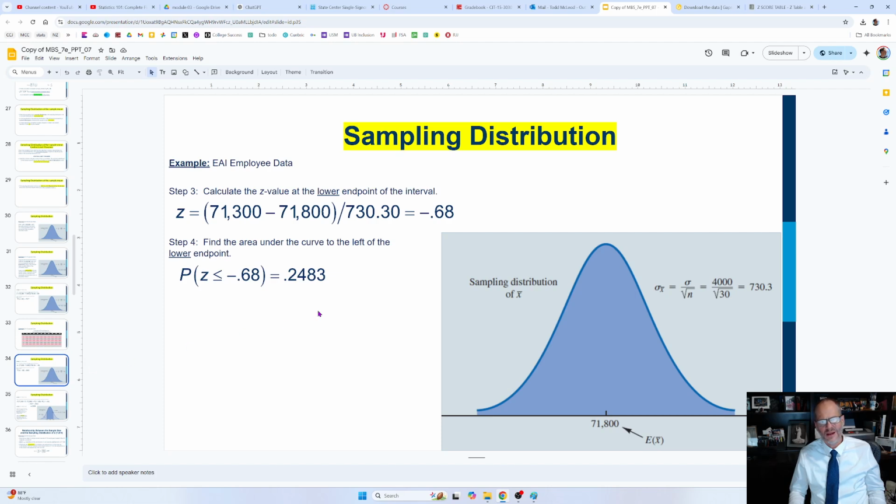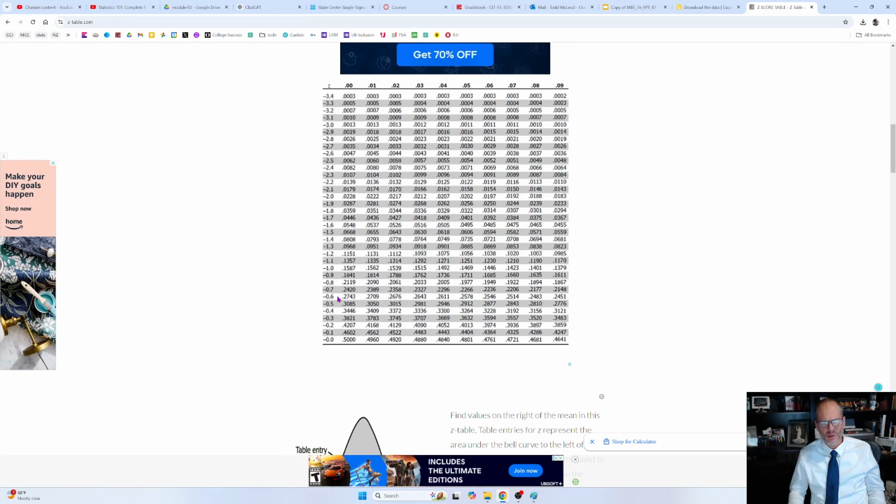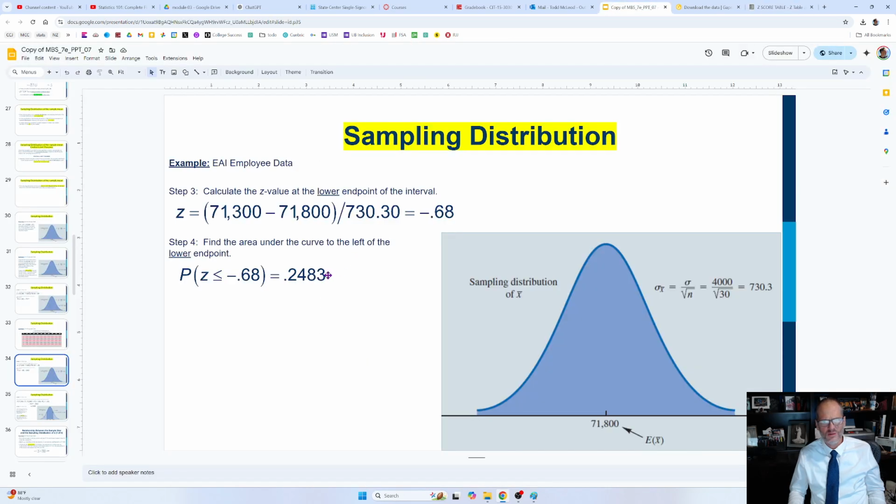Then for 71,300, we get a z-score of negative 0.68. We look up negative 0.68, which is right here: 0.2483. So 24.83% of our data is from this point, 71,300, to the left.